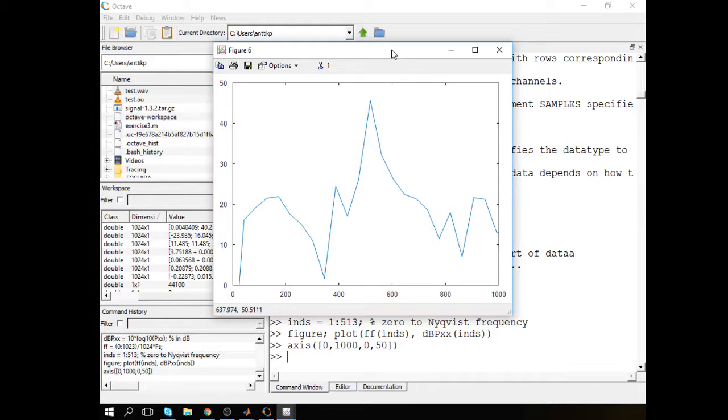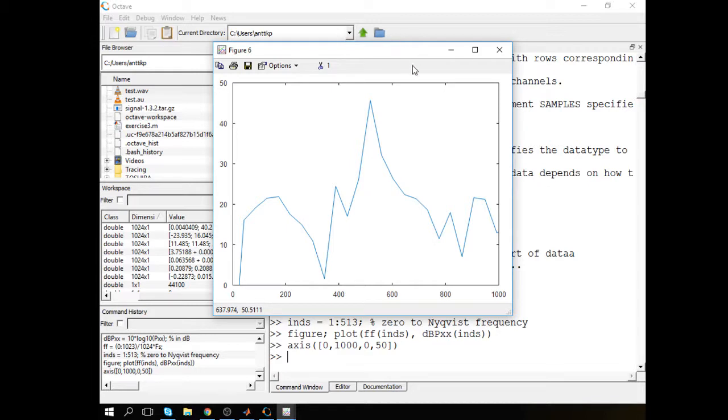1024 samples, and we have 44.1 kilohertz. So actually we have 44k divided by 1k is about 44 hertz between two samples, or the two frequencies there. So it's a rough estimate. If you need more precise spectral resolution, you just need more samples.